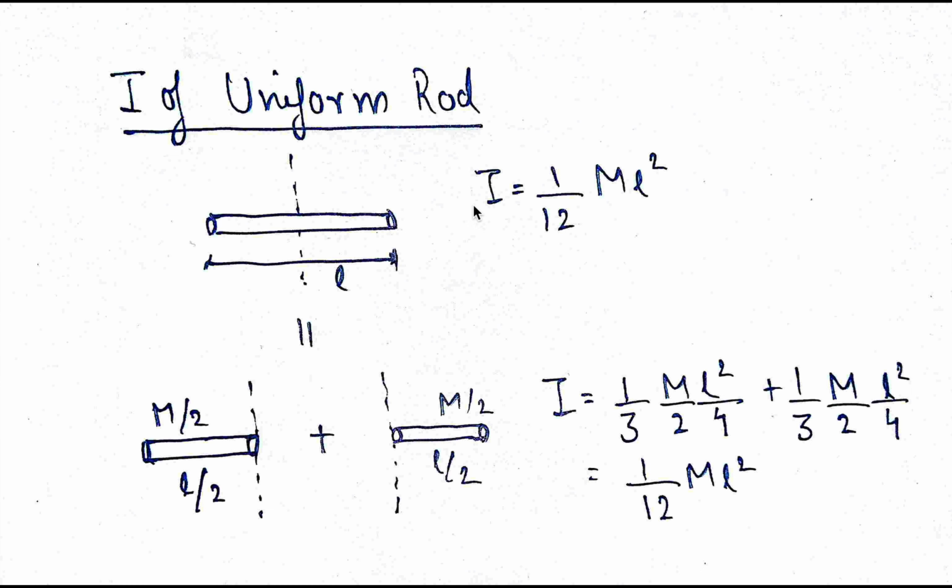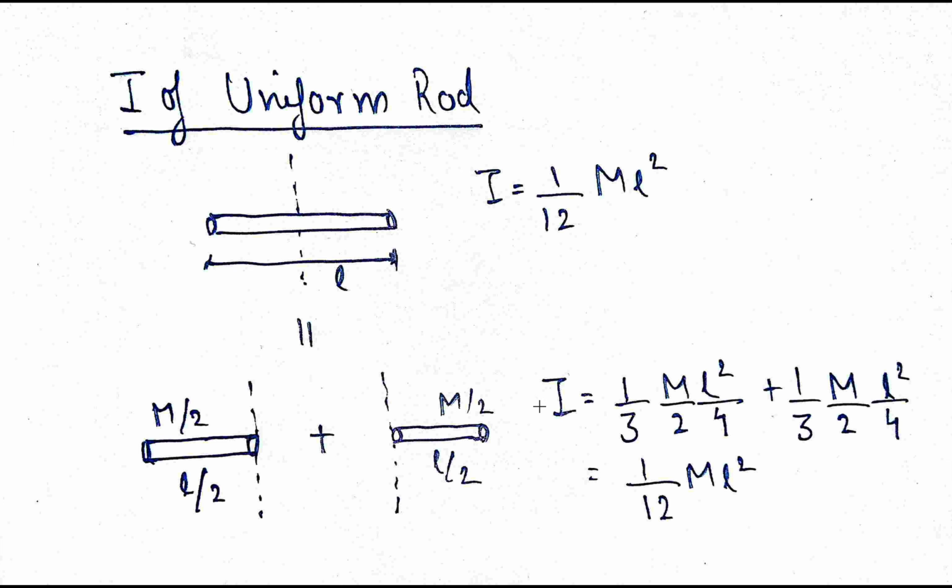Another example is the moment of inertia of the uniform rod. Under the same condition, the moment of inertia of the rod about an axis passing through its center is 1 by 12 m l square. Now this rod can be broken up into two parts, half of the length on the left side and half of the length on the right side. Combining these two will give you the moment of inertia of the full rod.